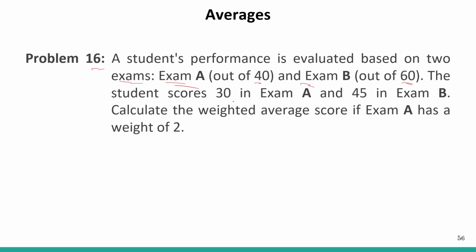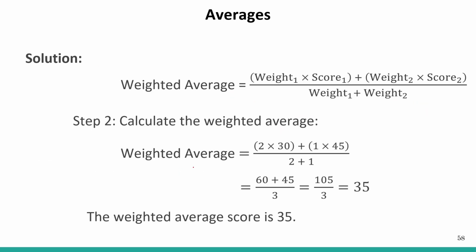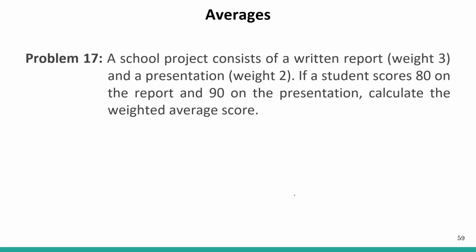The student scores 30 in exam A and 45 in exam B. Calculate their weighted average score if exam A has a weightage of... So use the weighted average formula: weight 1 into score 1 plus weight 2 into score 2, whole by weight 1 plus weight 2. So this is equal to 60 plus 45 by 3, is equal to 105 by 3, is equal to 35. So this is the correct answer. The weighted average score is 35.